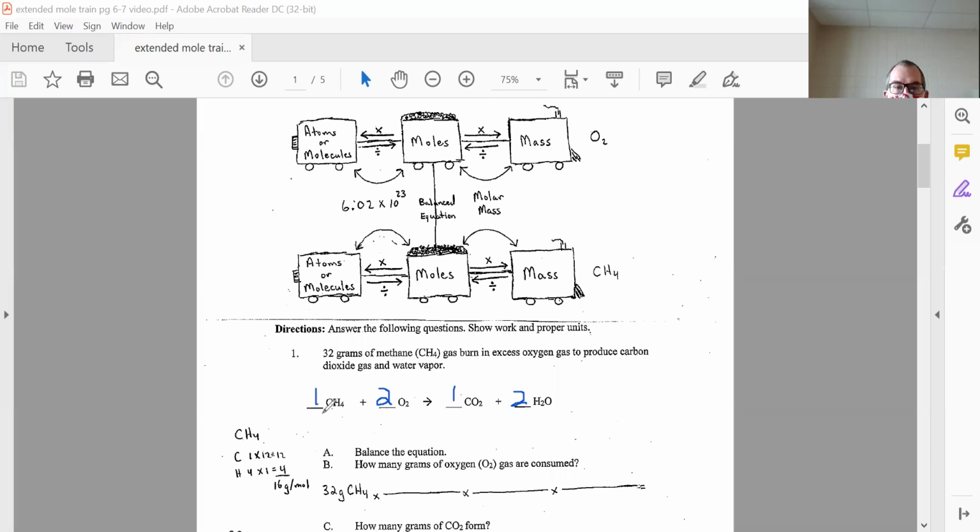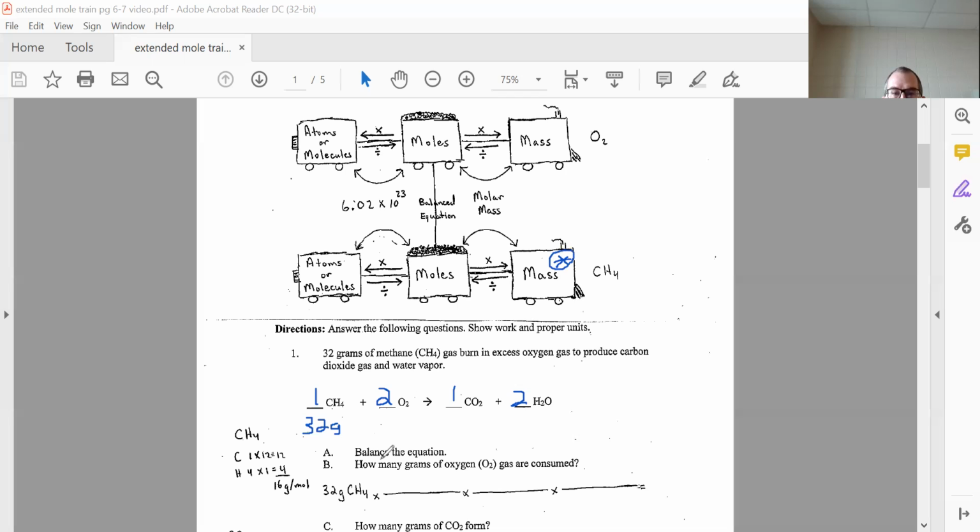So I have this balanced equation right here, and I'm given 32 grams of methane, so I might write that underneath the methane, 32 g, just to keep track of that. And I can also indicate that up here. This train is going to haul methane. That's just like the mole train we've always worked with. But I'm going to say this is my starting point.